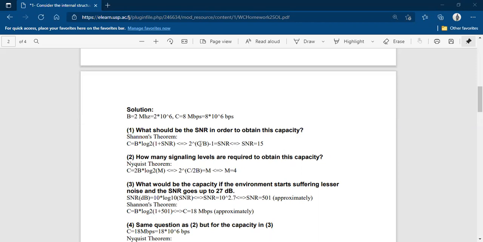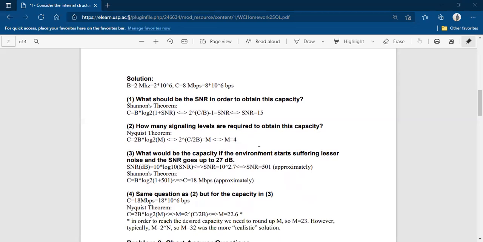If you do this, 2 to the power of 8 megabits, so that would be 8 times 10 to the power of 6, divided by bandwidth, which is 2 megahertz, so that is 2 times 10 to the power of 6 again. That gives us 2 to the power of 8 divided by 2, so basically 2 to the power of 4, whole thing minus 1. 2 to the power of 4 gives me 16, minus 1 gives me an SNR value of 15.